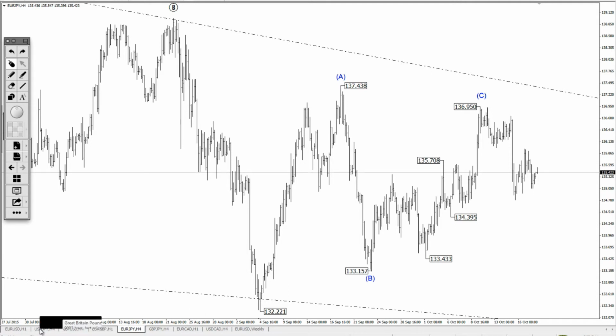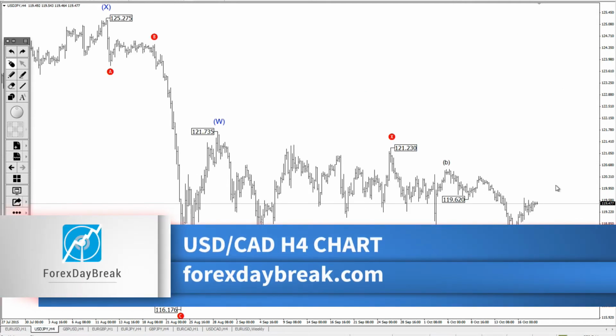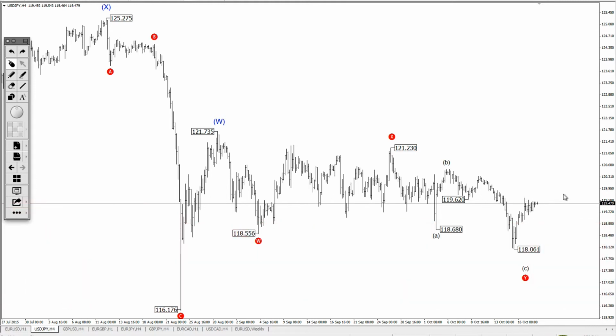Let's see last, US dollar Japanese yen. There is hardly any progress in this pair. We might have started the next leg higher. We have slight overlap between the waves, so perhaps we can see more upside in dollar yen, but I wouldn't trade this just yet. I would wait for a decent impulsive structure to the upside, and after that we can start to think about trading this pair.